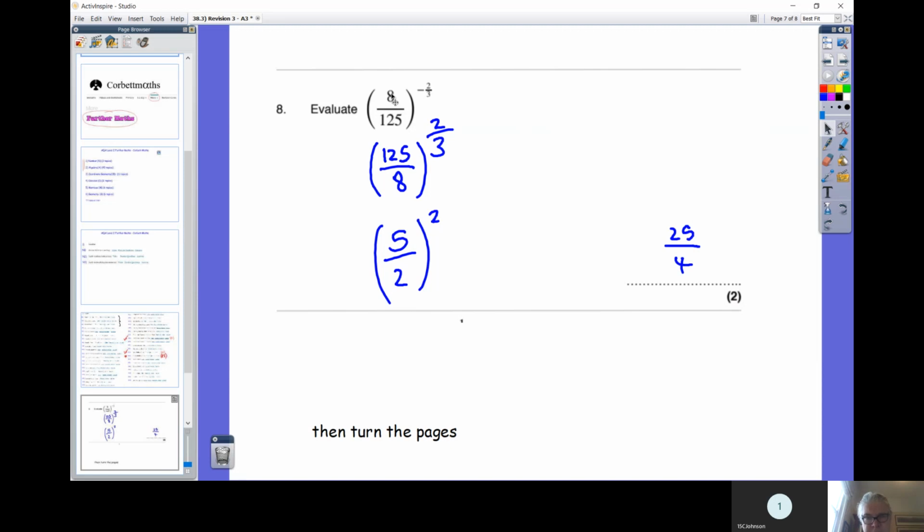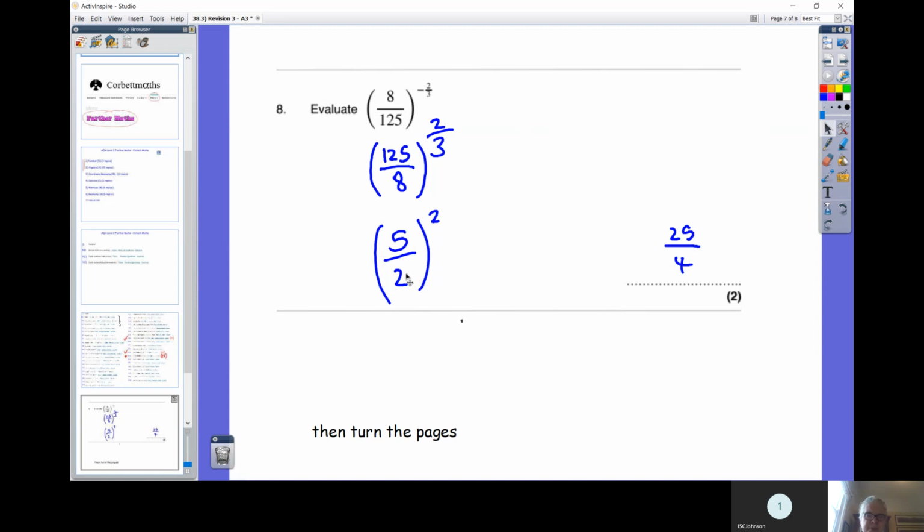So step one, we go from 8 over 125 to being 125 over 8. That sorts out the minus, so we're now just left with it to the power of 2/3. Now this means both squaring and cube rooting. It doesn't matter which way round you do those two operations, but it's a lot easier to cube root first. So cube root 125 is 5, because 5 times 5 times 5 is 125. The cube root of 8 is 2, because 2 times 2 times 2 is 8. That deals with the cube rooting, and that just leaves you needing to square. So 5 squared is 25, and 2 squared is 4.